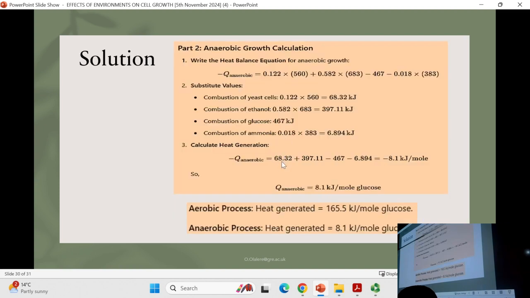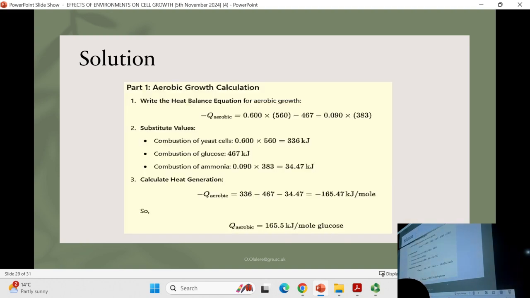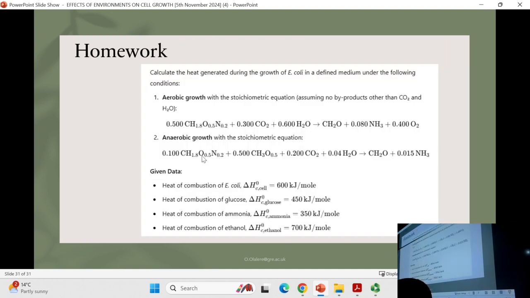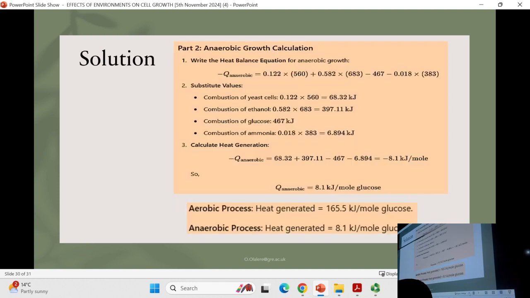See here, where do we get this 68.32? From where we have calculated Q anaerobic for the yeast cells. This one is not shown here. I mean this 68.32 comes from the combustion of yeast cells. So for the yeast cell, we already have this. So that is 68.32, so we don't need to do anything.